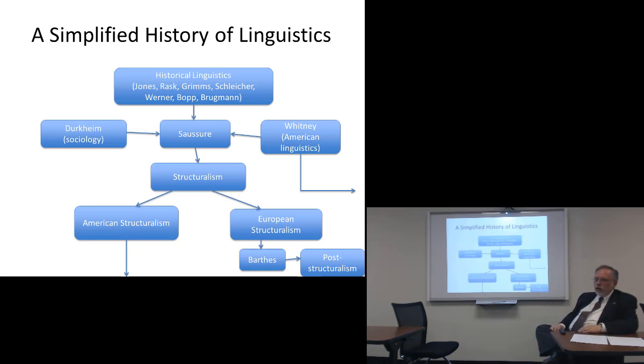Another influence on Saussure was Whitney, who was an American linguist who had thoughts that were very similar to those that Saussure was going to develop, and Saussure read Whitney and was aware of his work. Now, as you can see, there is an arrow that goes to the side, because then Whitney kind of fathered American linguistics, right? And that goes in that direction. So Saussure, as I said, was super influential, and out of his work came structuralism.